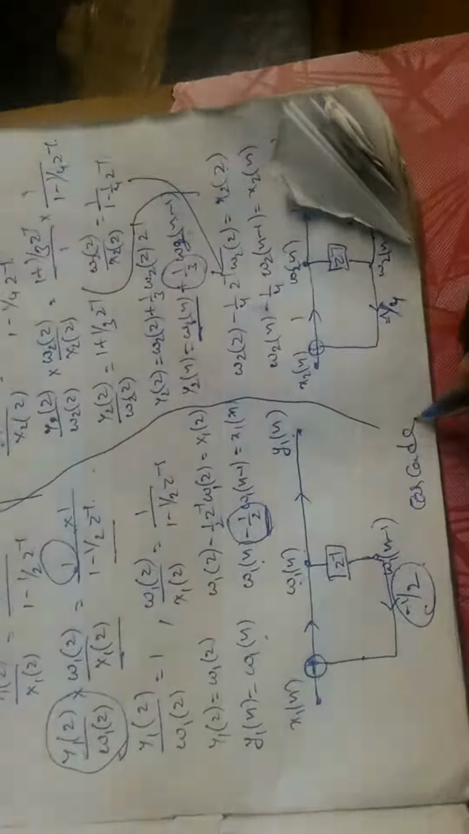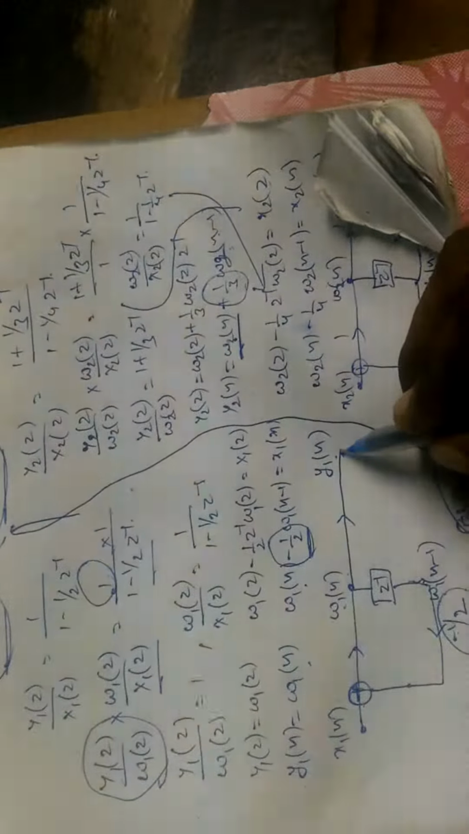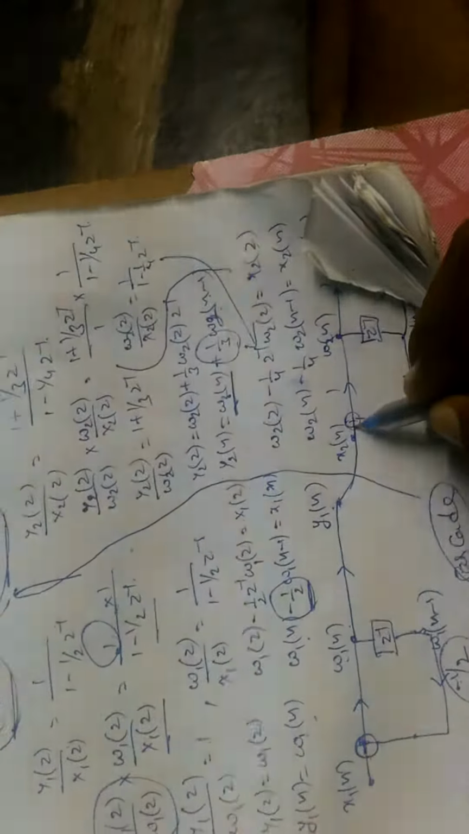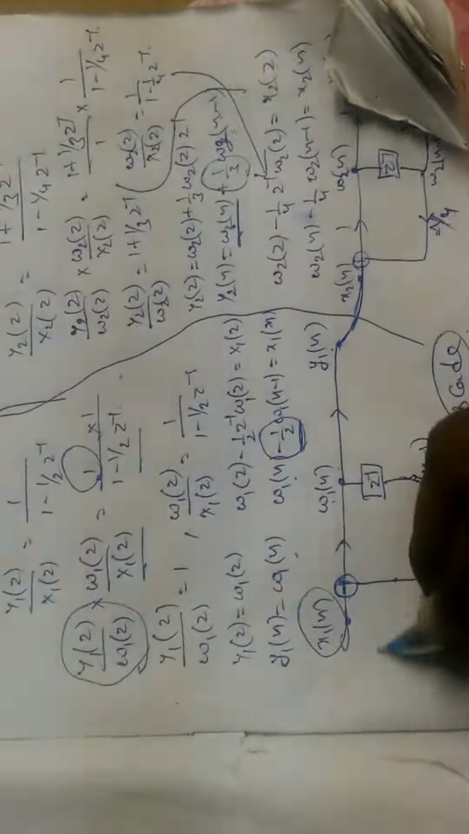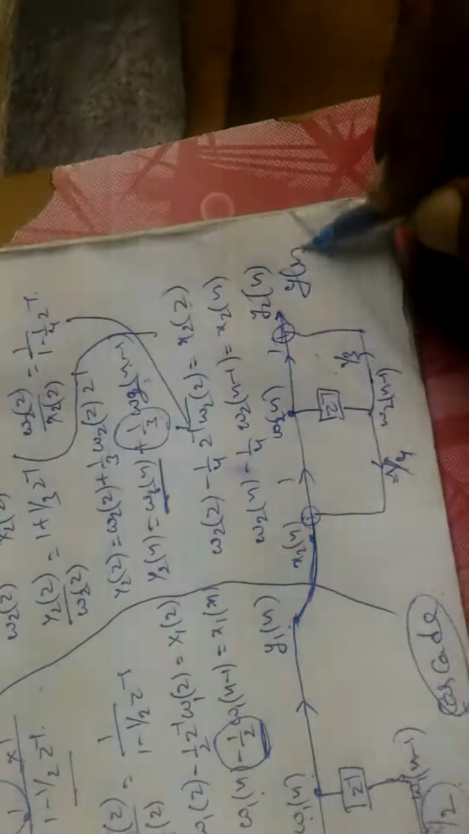Cascade connection, we will do the cascade connection. Here y1(n) combines with x2(n); x1(n) is replaced with small x(n), and y2(n) is replaced with y(n). This is the cascade connection, the total principle.